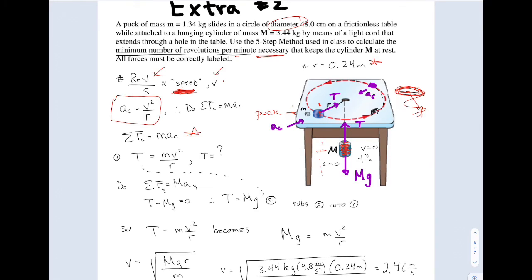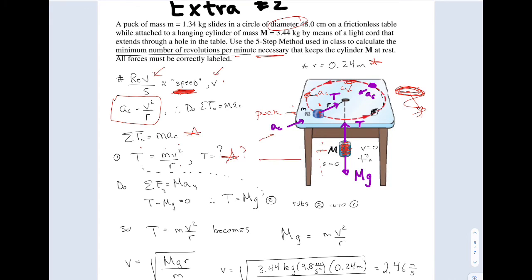Oh, and this thing is moving around in a circle, so anywhere the puck is, it's accelerating toward the center. That dictates my coordinate system toward the center. So the only centripetal force is the tension, capital T. So T points inward, that's equal to mv squared over r.